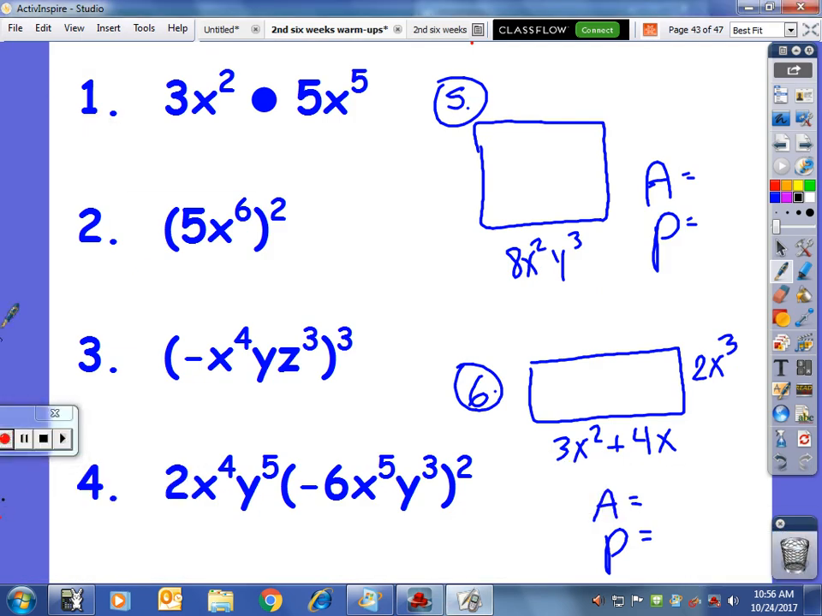All right, now all of this stuff that's on the warm-up, folks, should be review at this point. All of it could be on your next exam. Some of you really need to make a good grade on this next test. All right, number 1. This is multiplying powers of the same base.